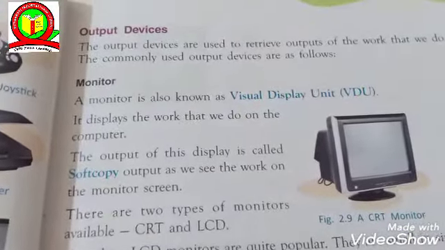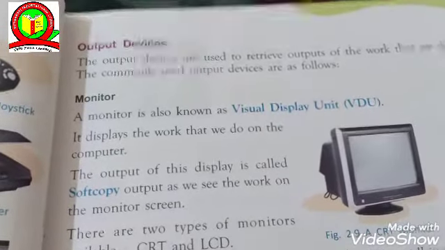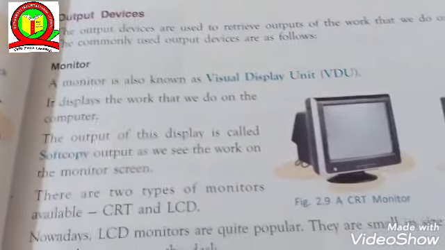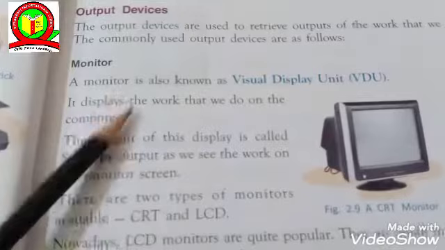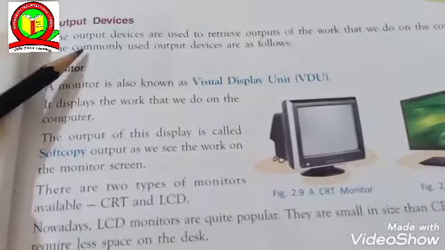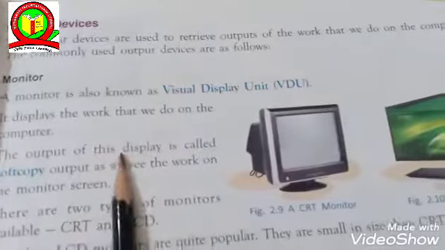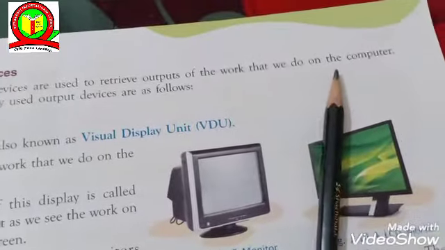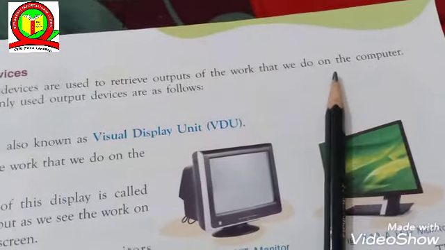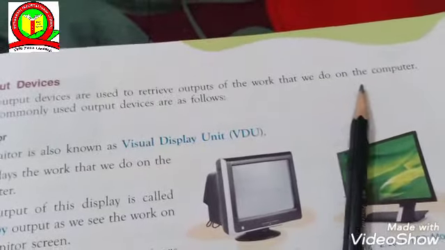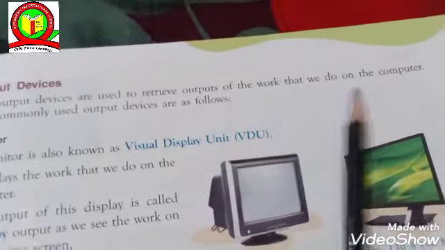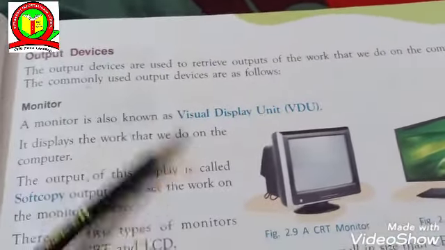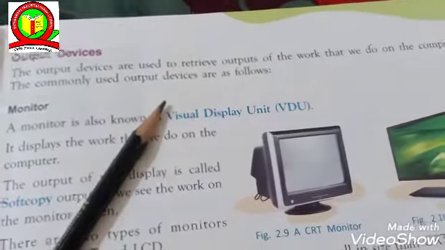So after discussing input devices and processing devices, now it's time to discuss the output devices. Students, let's have some discussion about the output devices. The output devices are used to retrieve outputs of the work that we do on the computer. Why do we use output devices? We use these devices to retrieve outputs of the work that we do on the computer. The commonly used output devices are as follows.